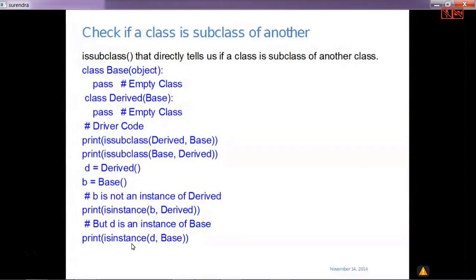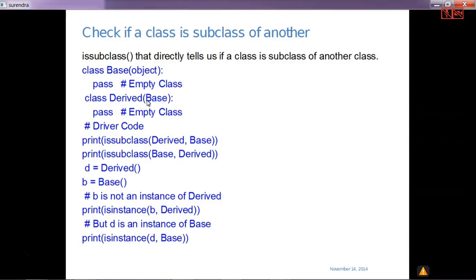So here it will be true. The isinstance check is returning true. Why? Because it is derived from the base class. You can try to practice one example with this one. Everyone note it down. You can practice at home.